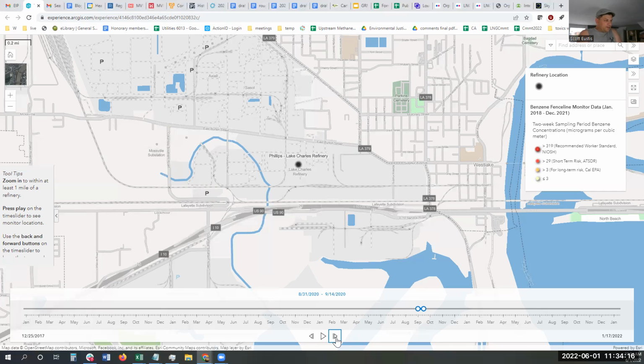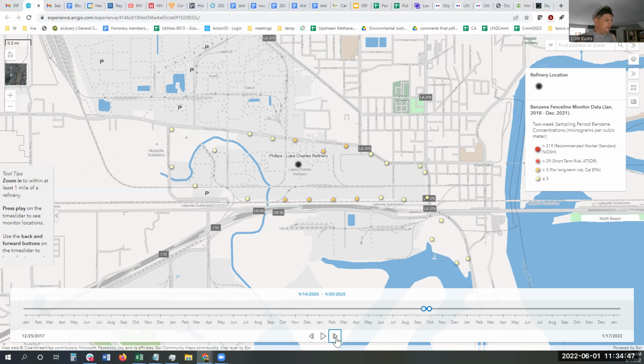But it is concerning to us that in this very critical period after Laura in 2020, there were just no environmental readings when we know that this is the time when facilities will declare force majeure, use emergency provisions and permits to exceed limits. And generally, this is when they're polluting the most. So it's disturbing that we have no data.